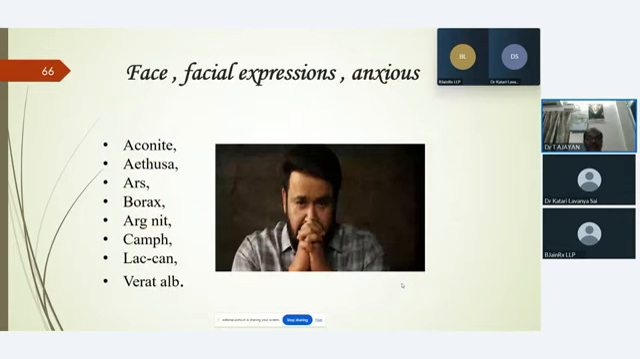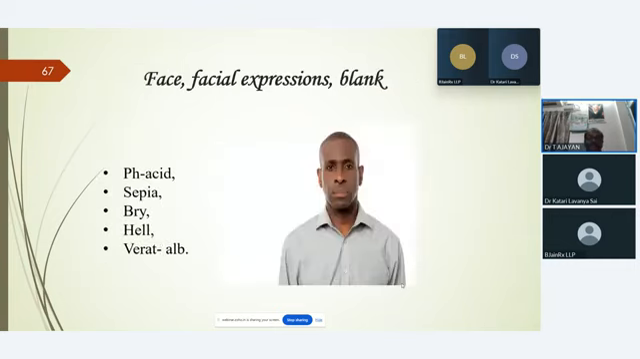Then a famous film actor in Malayalam, Mohanlal, and the facial expression in a few cinemas. You have already looked at this anxious facial expression. A few drugs are mentioned here, starting from Aconite and ending with Veratrum album. A few drugs are there. The time is short, I have not read all the medicines' names, so please remember or take a photograph. Then facial expression blank, always: drugs like Phosphoric acid, Sepia, Helleborus, Veratrum album, etc.